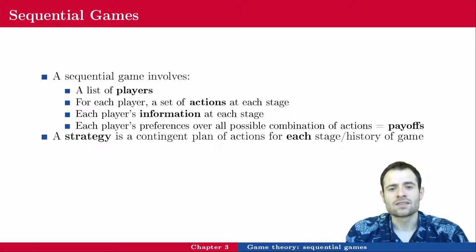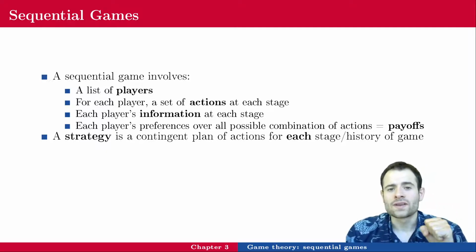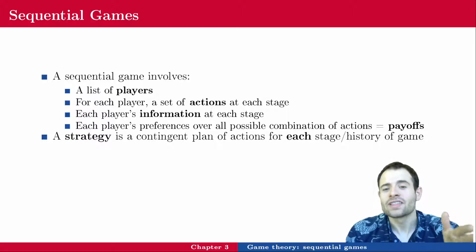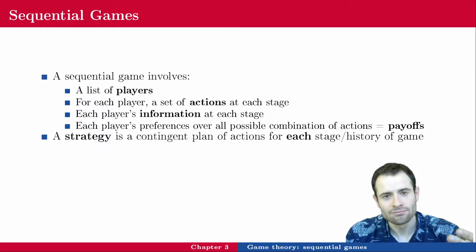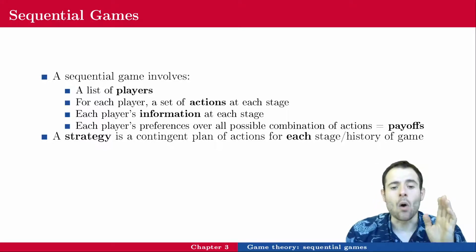Contingent means that we are considering all possible cases. So what we call, for example, a contingency in real life is a plan B. What if this happens instead? I have a contingency, or I have a plan B. Same thing here: the strategy has to specify all the possible contingencies.